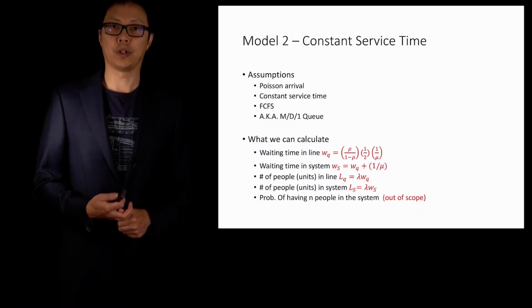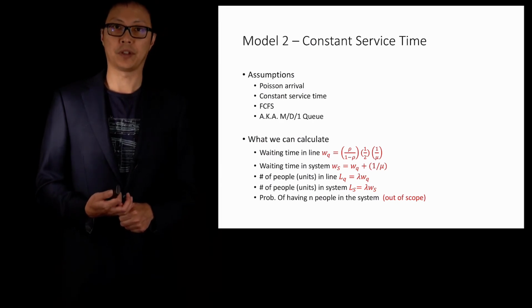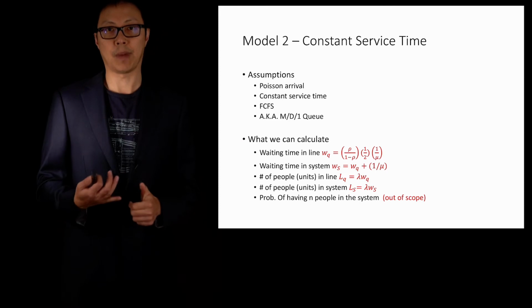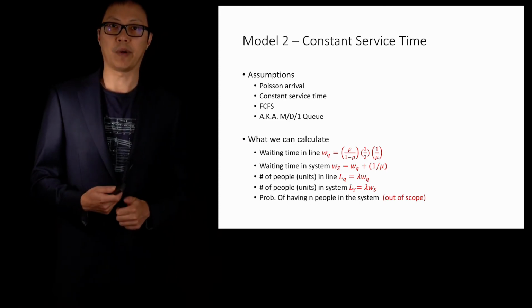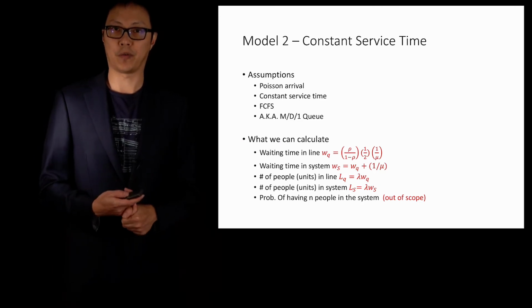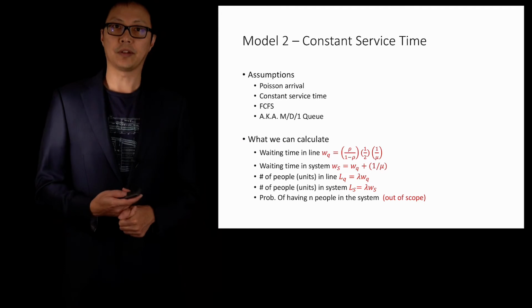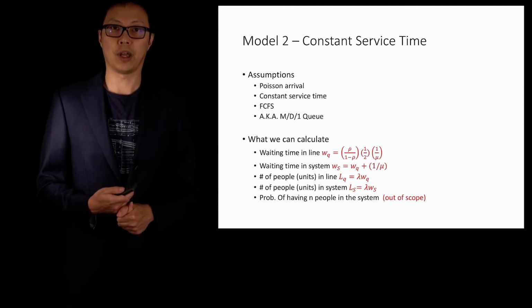In Model 2, assumptions are almost identical to Model 1, except for the service distribution. In Model 2, we assume that the service time is a constant. This type of model is also referred to as M/D/1/Q, where D stands for deterministic. Since the service time is constant, again, you can use Little's law and the UVT approximation to find everything shown here. Now, let's take another example.